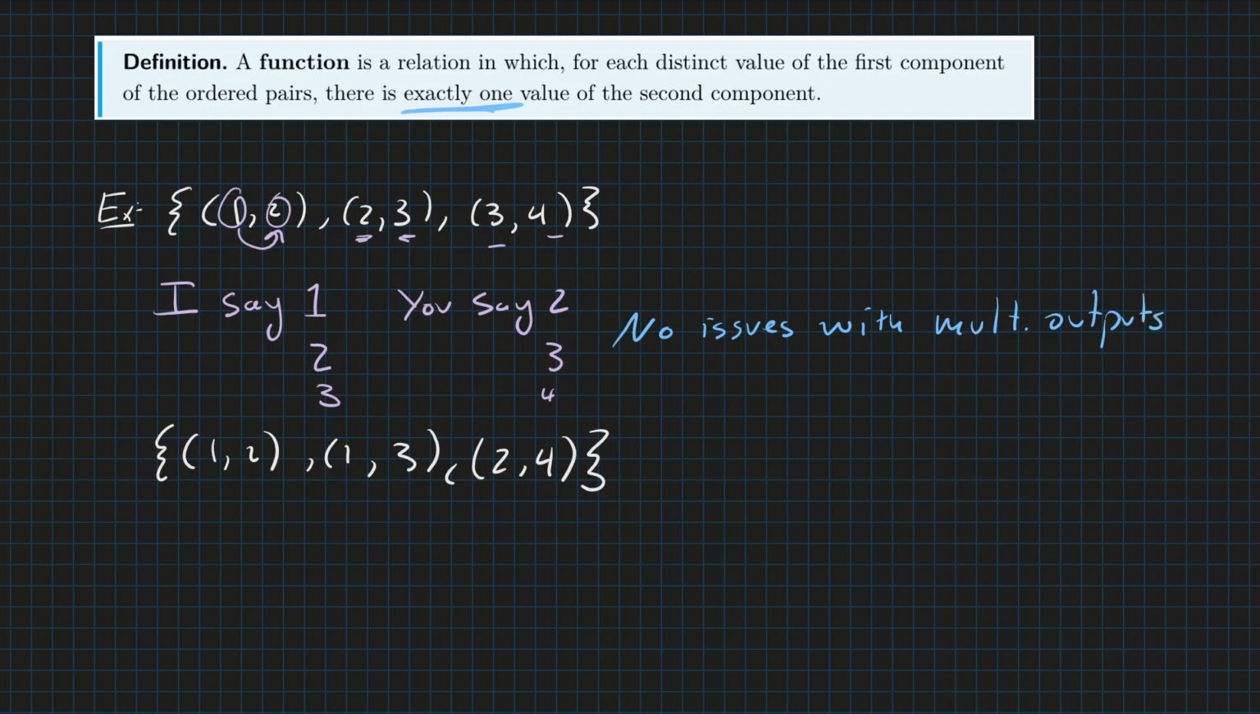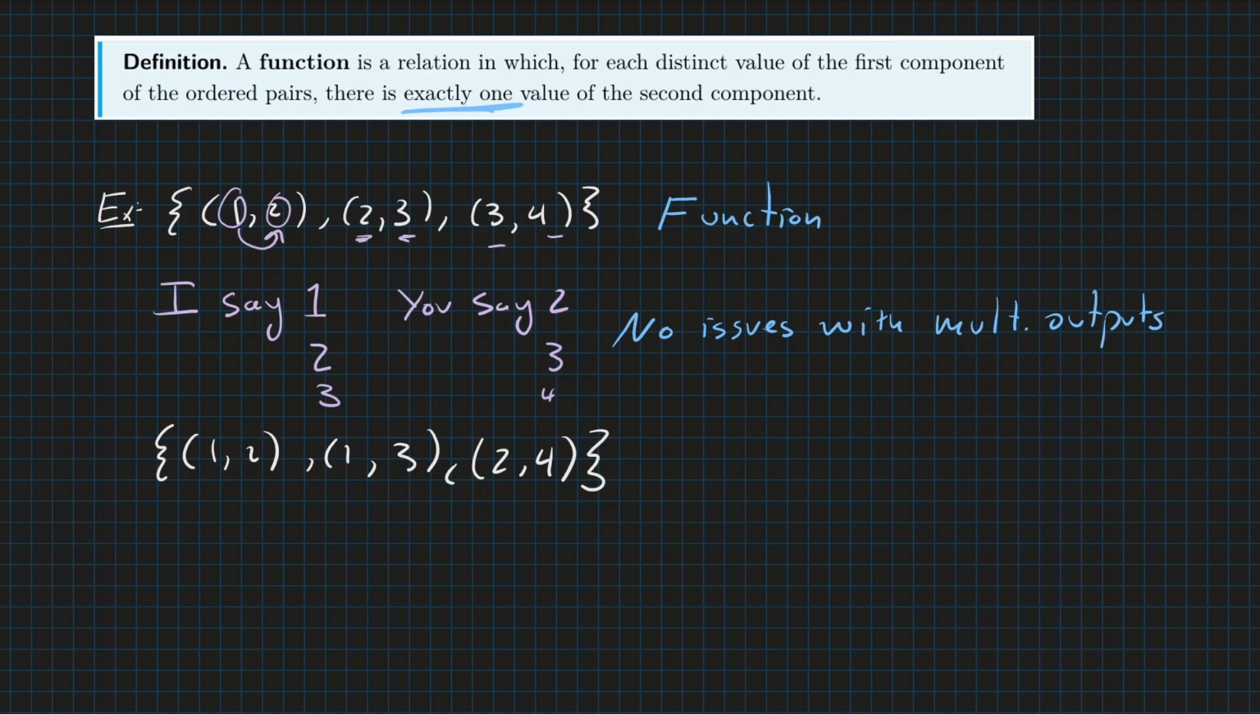All right, so there's no issues with multiple outputs. There is exactly 1 value in the second component for each value in the first component. So in this case here, this relationship is a function. There is no ambiguity as to which output we're going to select.